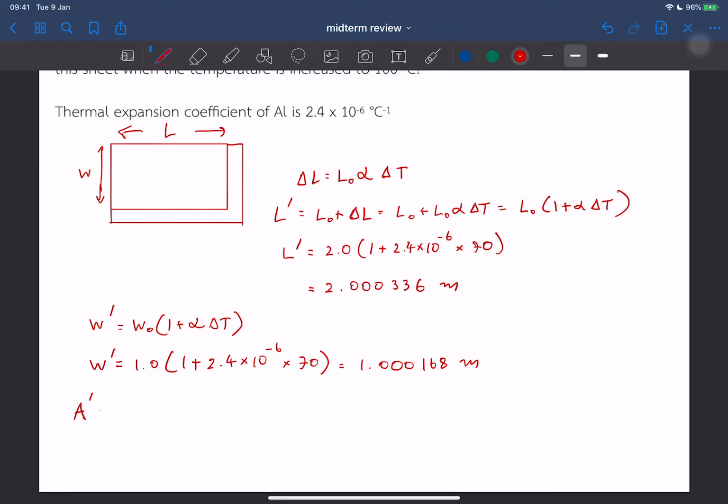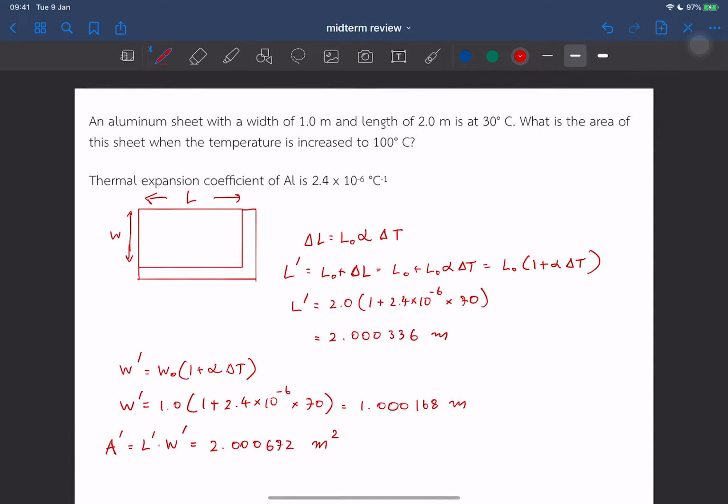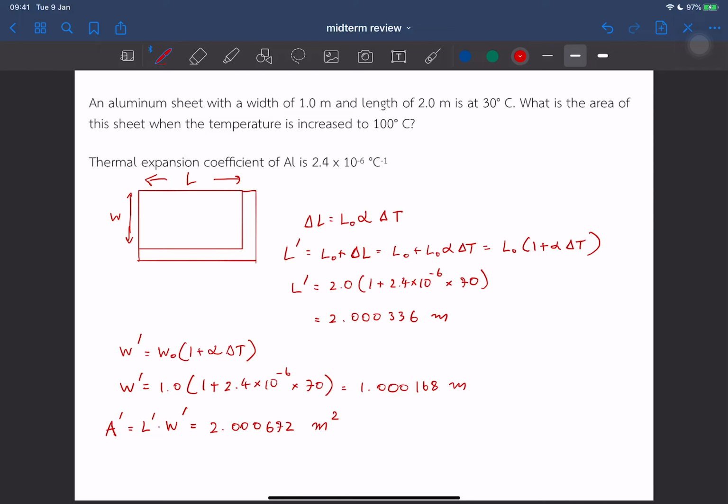So the new area, or I can call it A prime, is just L prime times W prime. So that's going to be this times 2.000336, and that's going to be 2.000672 meters squared. Okay, so that's going to be the answer here. All right, so not too bad, right? Again, the only thing to be careful about is that this formula gives you delta L, not L in the end. For L in the end, you need to also add L zero here.